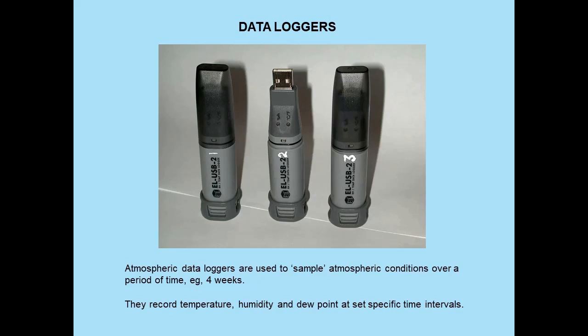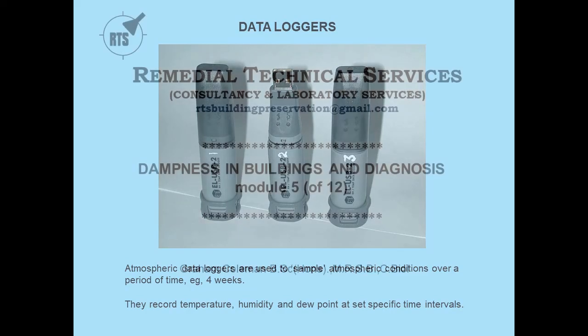The problem we have there is if one does a snapshot survey, which is frequently done, then half an hour later, the conditions can be totally different. So that is the beauty of data loggers. These particular data loggers, as probably many of them do, record temperature, humidity and dew point at set specific time intervals. And these can be used to calculate other factors. With reference to moisture in the atmosphere, we'll look at this in more detail and interpretation of data in a later module.